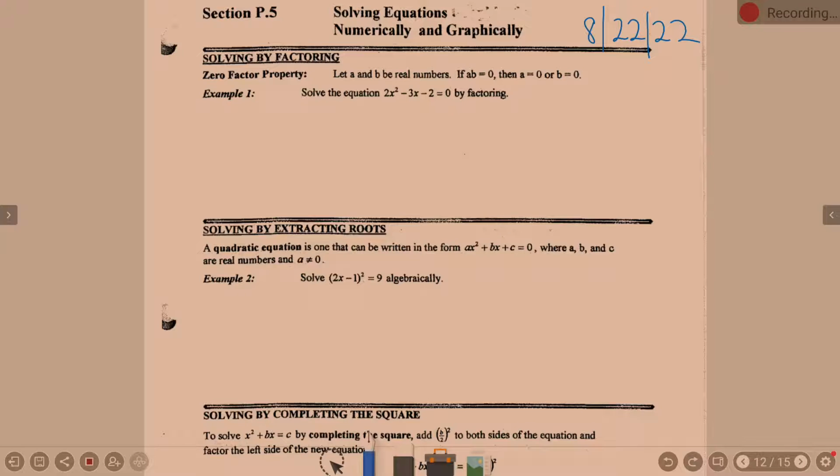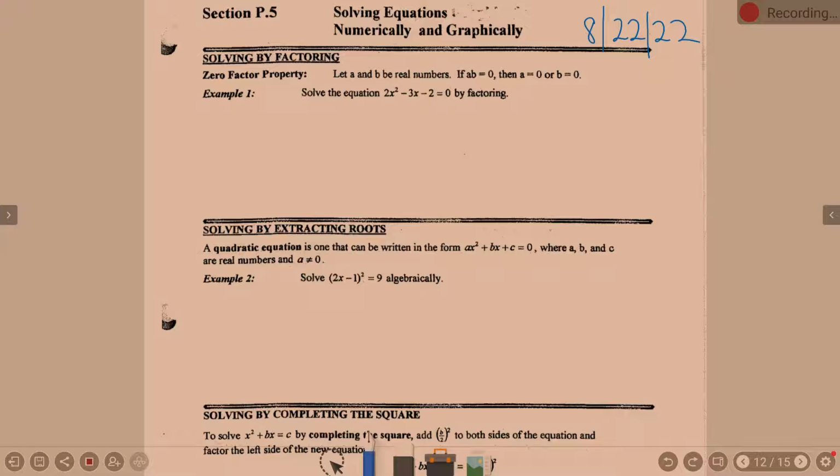You guys remember the idea of the zero factor property? The gist of it is if two items multiply together to equal 0, then one of those two items must be 0. Let A and B be real numbers. If A times B equals 0, then A equals 0 or B equals 0. So if we get an equation equal to 0, we can factor it into two factors that are multiplied together. Then we can set each one equal to 0 and see what we get there.